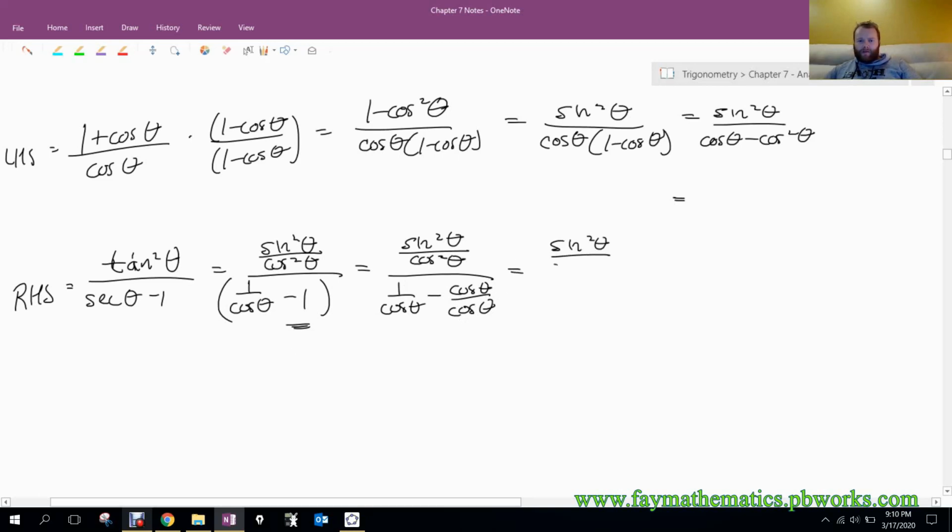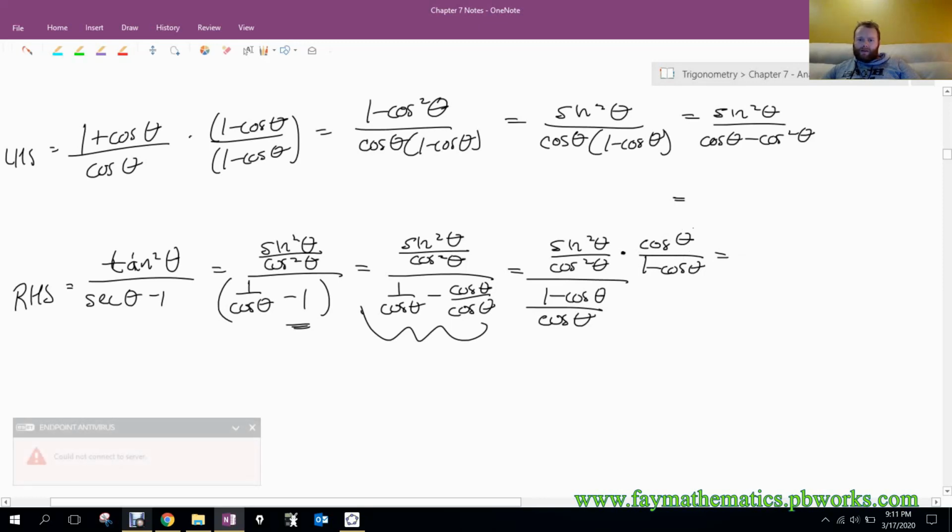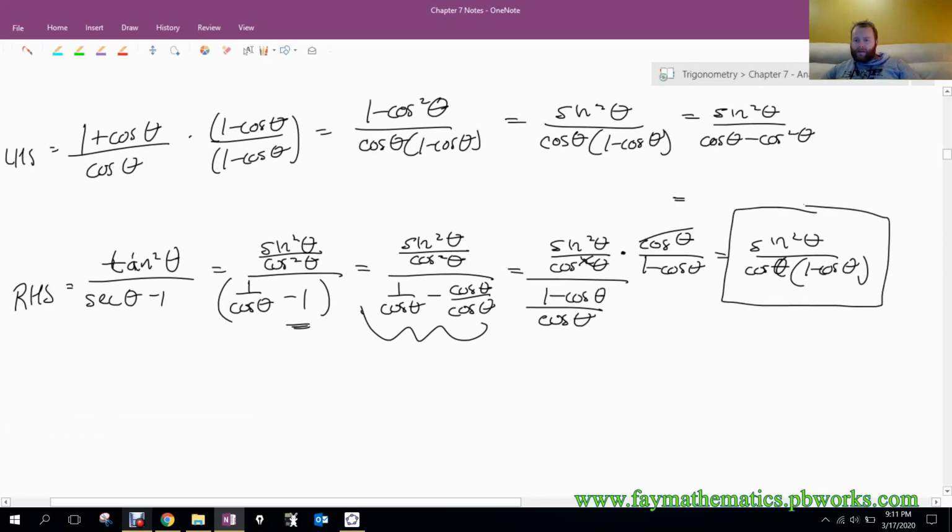So now I've got sine squared theta over cosine squared theta over 1 minus cosine theta over cosine theta. Because those have an LCD now, I can combine those. Now I've got a fraction divided by a fraction, so let's multiply by the reciprocal. So now it'd be cosine theta, and then 1 minus cosine theta. When I do that, that cosine theta and that cosine theta go away, and I'm left with sine squared theta over cosine theta times 1 minus cosine theta, and look there, that and that are the same. So that tells me those two things were the same.